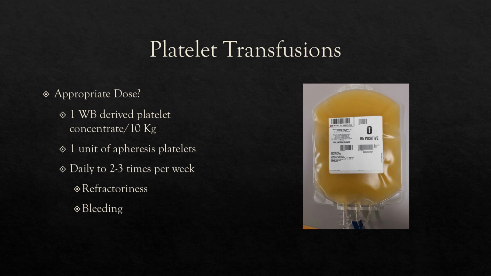The platelet dose varies according to the reason for transfusion and the size of the patient. One whole blood derived platelet concentrate per 10 kilograms or 1 unit of apheresis platelets is a standard dose. Some patients may need 2 to 3 of these per week, depending on why they're getting transfusions.